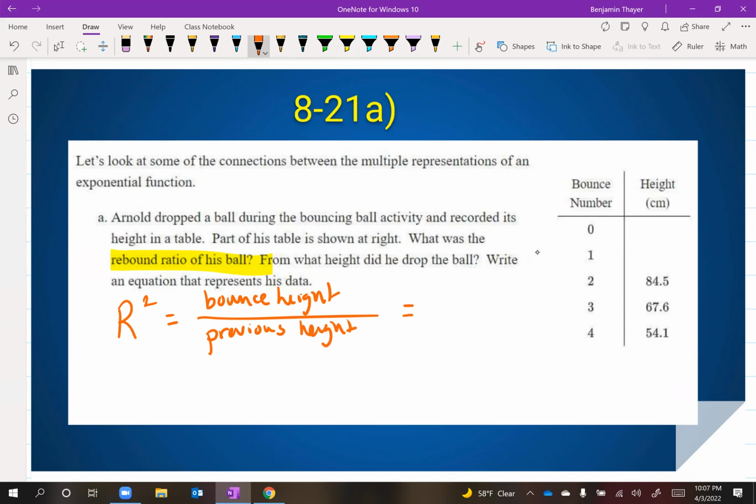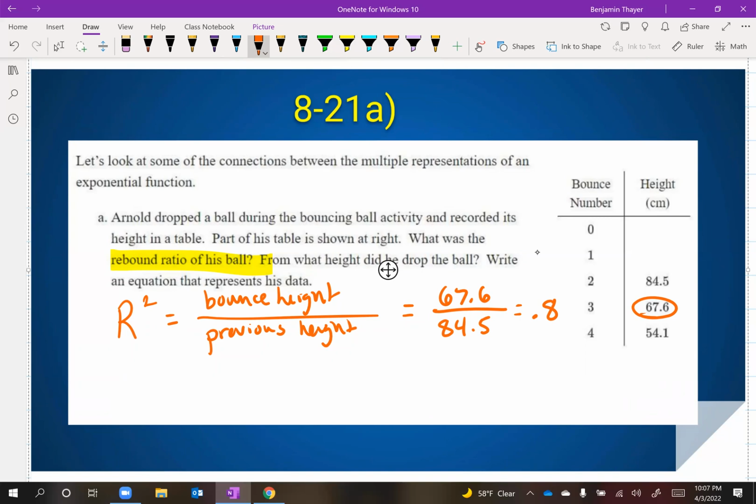So for us here, we just need two consecutive numbers. So we'll take this height right there, 67.6, and divide it by the previous height before that, which was 84.5. And if you do that on your calculators, you're going to get a rebound ratio of 0.8, or 80%. So what that means is the ball is bouncing up 80% of the previous height that it just was beforehand. So I would expect to get the same number if I did 54.1 divided by 67.6. That should be 80% as well.